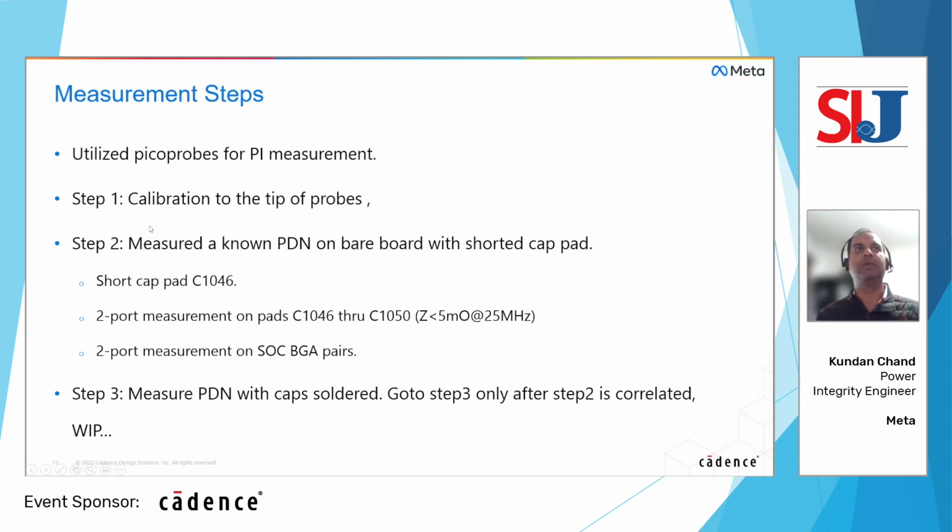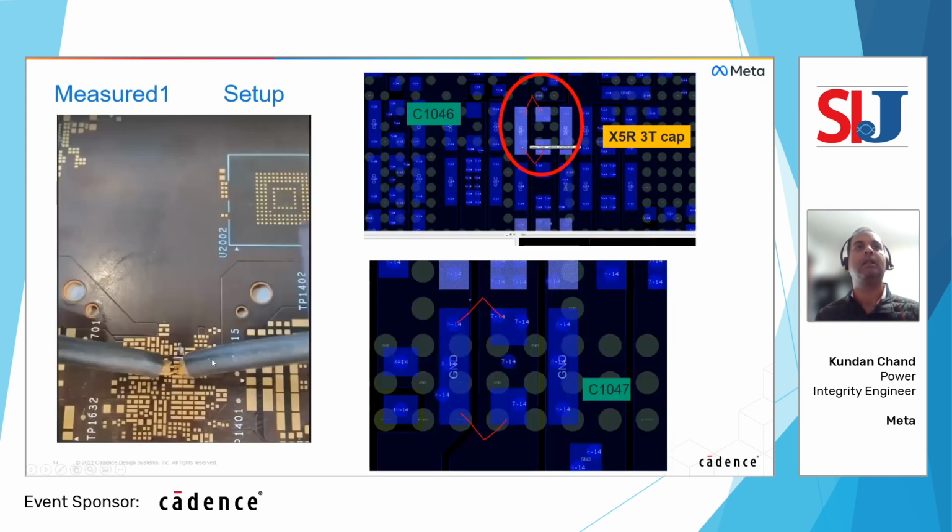And once we were confident about the correlation on step 2, only then we decided to move to step 3, which is measuring the PDN with all the capacitors soldered. For this measurement, we did it on 2 different setups. I'm just showing the first setup is the exact same board, just 2 different setups were used.